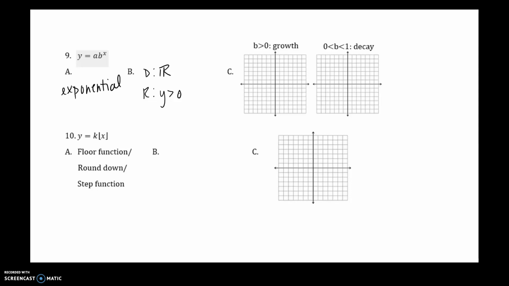Okay, and I put this note in here. This doesn't have a k value. For exponential, we use b as our growth factor. Okay, so that determines what the graph will look like.